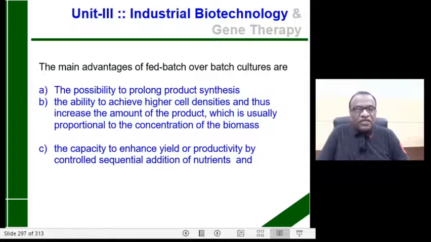The main advantages of fed batch over batch cultures are: number one, the possibility to prolong product synthesis. So these are the advantages of fed batch in comparison to the batch mode. Number one, the possibility to prolong product synthesis. Number two, the ability to achieve higher cell densities.